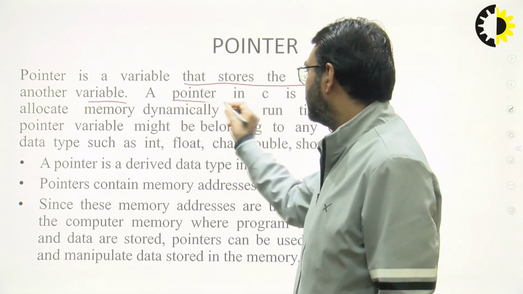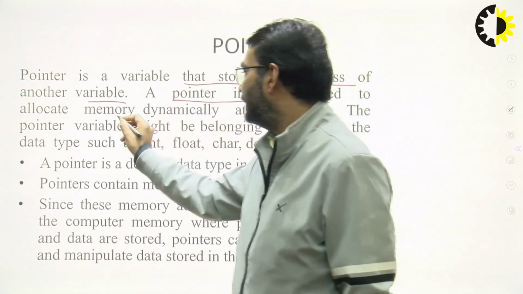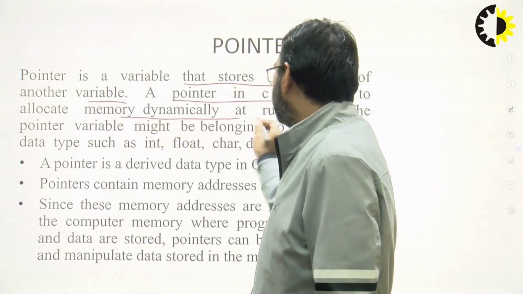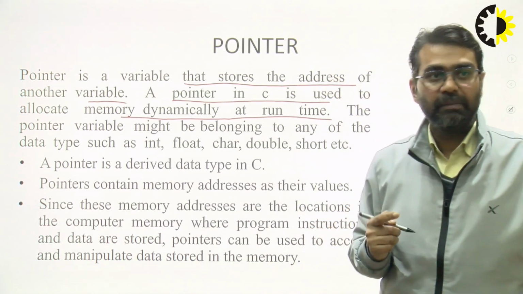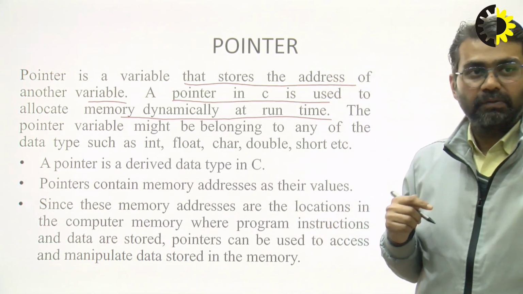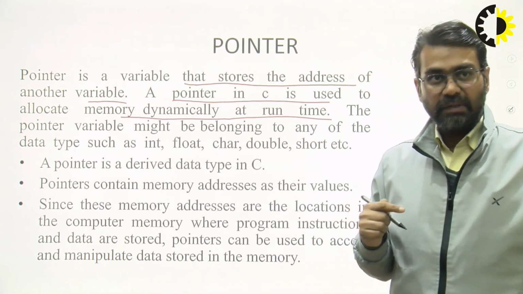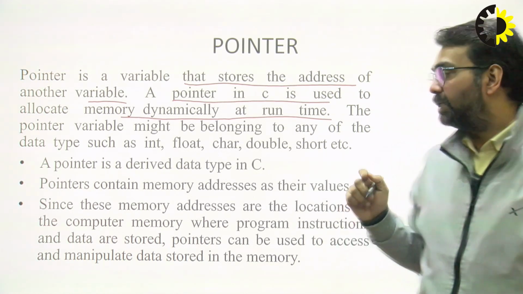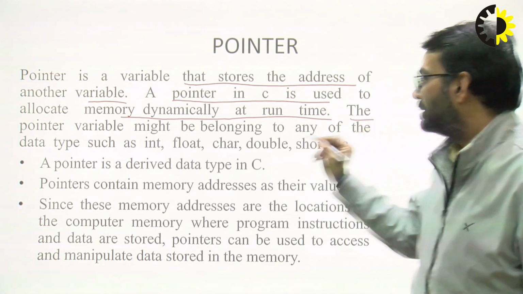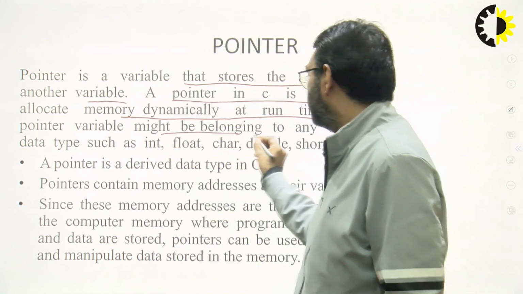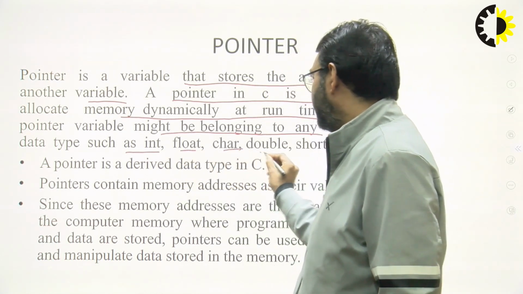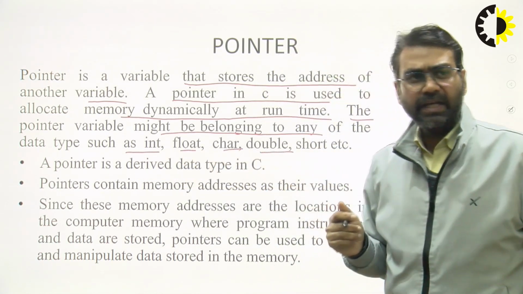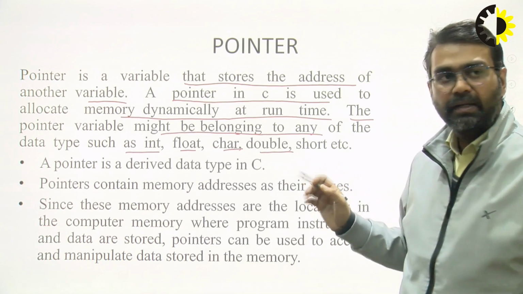A pointer in C is used to allocate memory dynamically at runtime. It means it provides the memory to a program at runtime, through the pointer we can use different memory locations at runtime. The pointer variable might belong to any of the data types such as int, float, character and double. It can be of any type like integer, float, character and double.